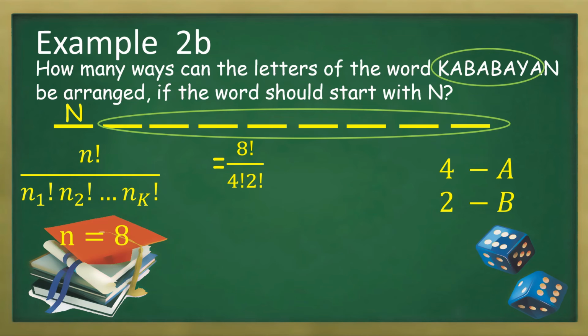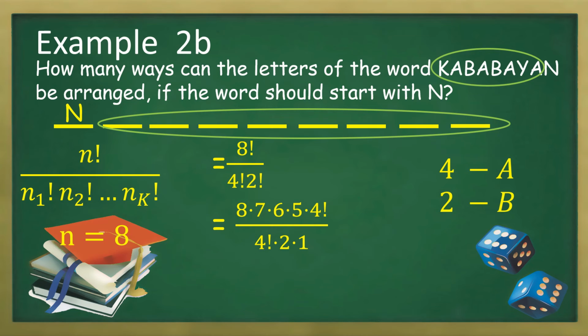So 4 factorial, n sub 2 will become 2, the identical objects in our set of letters. Then solving for this, we're going to expand 8 factorial up to 4 factorial, and that will give us 8 times 7 times 6 times 5 times 4 factorial over 4 factorial. Then we're going to expand the 2 factorial: 2 times 1.